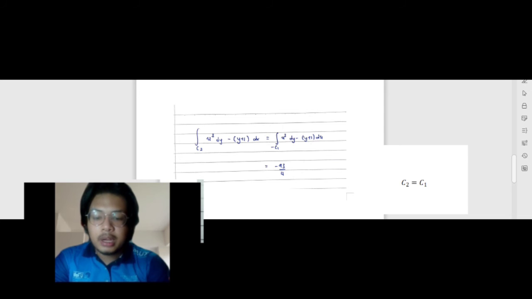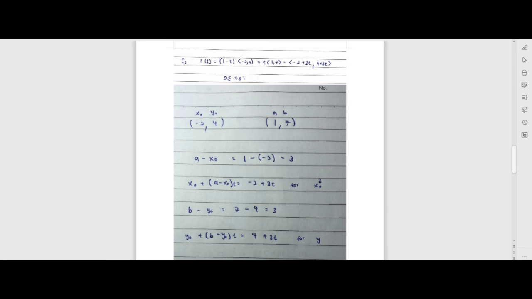Here is the parameterization for this curve. We must use (-2, 4) as x naught and y naught, and find the values of a and b, then insert them into the equation. First, take x minus x naught: 1 minus negative 2, multiplied by t, and we get 3t, and this 3t is for x. Combined with x naught, we get negative 2 plus 3t. This answer is for x cubed. We do the same steps for the other equation.